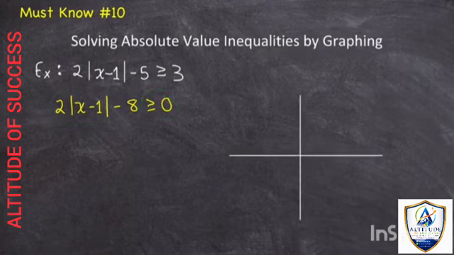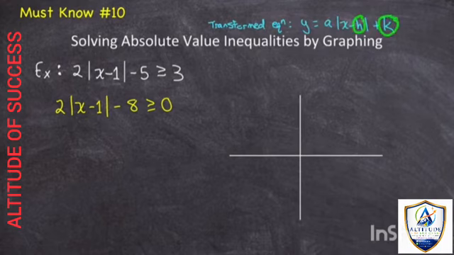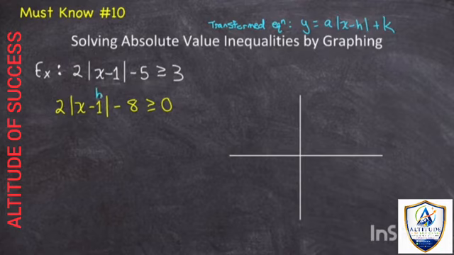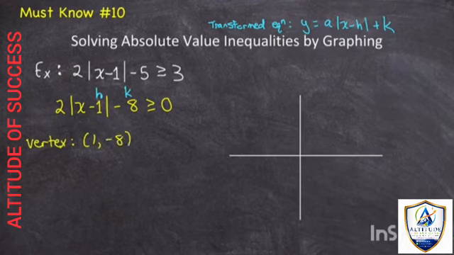Remember, in the equation of a transformed absolute value function, h and k are the vertex of the absolute value function. So in this equation, we have an h value of 1. Remember, h is what we're subtracting from x inside the absolute value. And we have a k value of negative 8. So the vertex is at the point (1, negative 8). I'll plot that approximately on the graph.